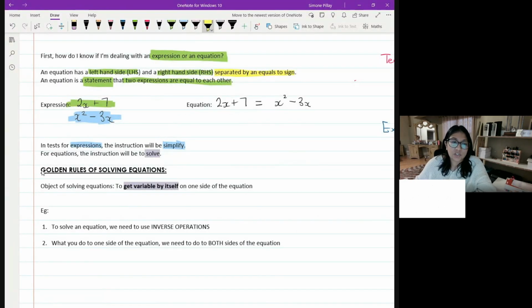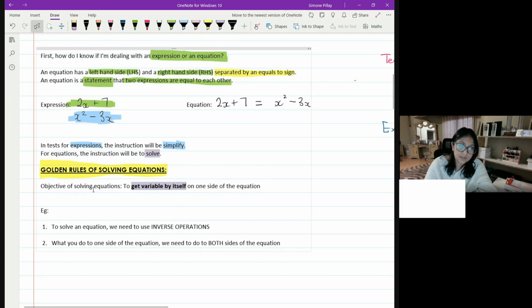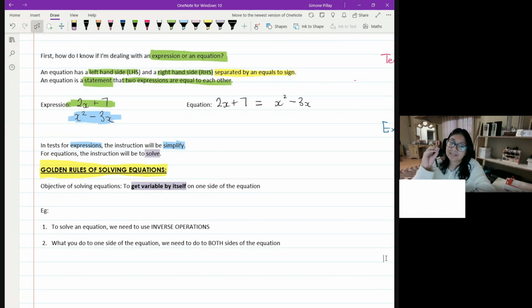We're looking at the golden rules of solving equations. Really important that you guys know these three basic things. The first thing you have to know about an equation is what your objective is. The objective of solving an equation is to get your variable by itself on one side of the equation.